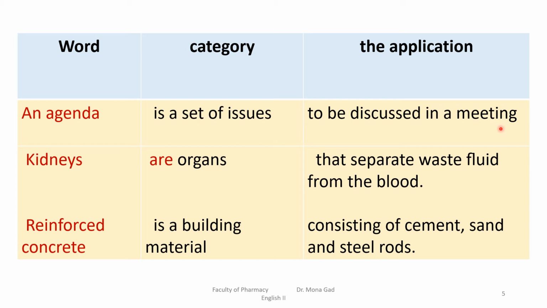So this is the need, or the benefit of a definition. Sometimes you're using a specific term in a specific way, so you have to make it clear from the beginning how you are using this term. So the word an agenda, what does it mean? It's a set of issues. For what, where, when? To be discussed in a meeting.